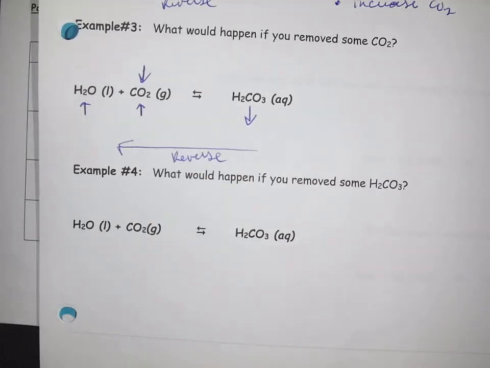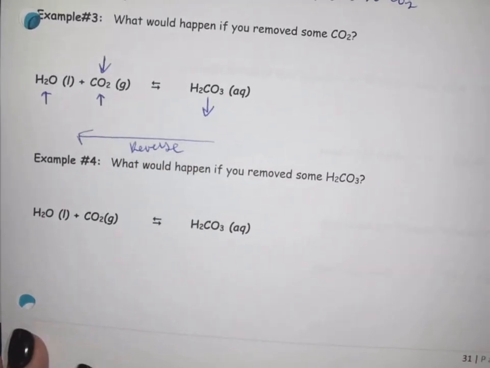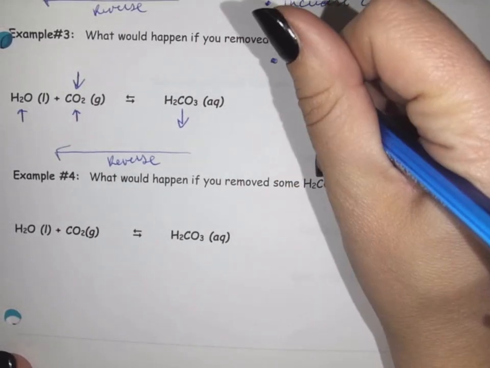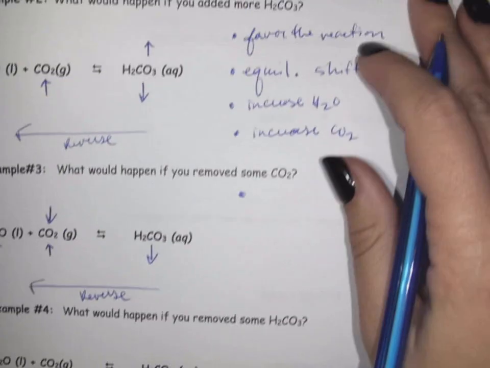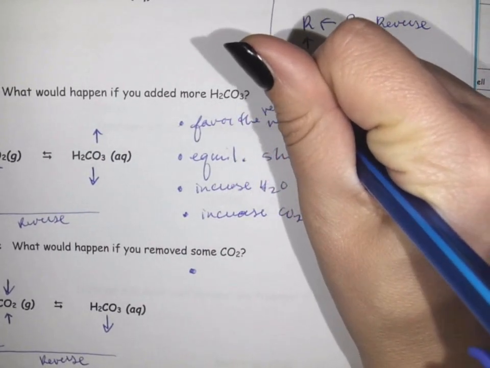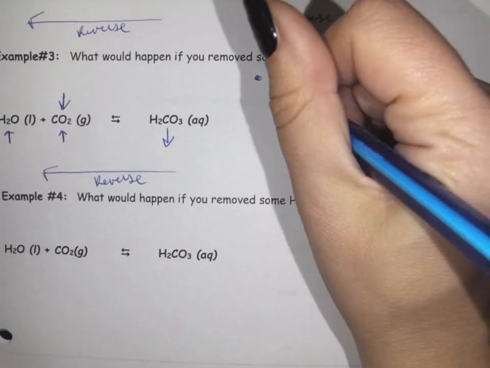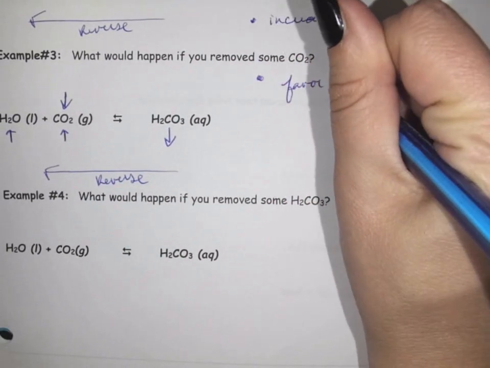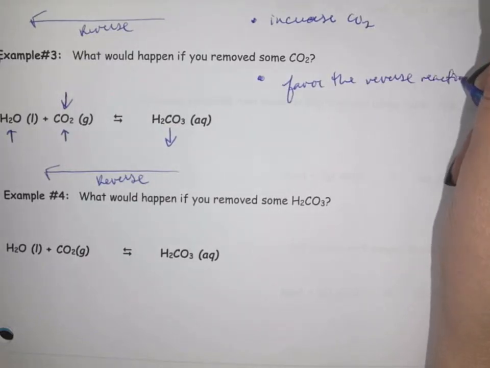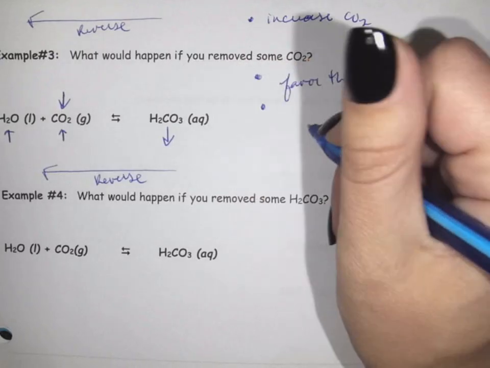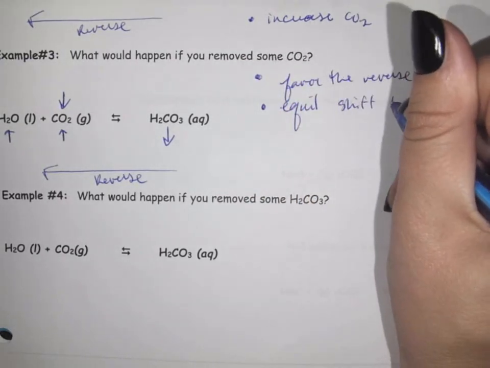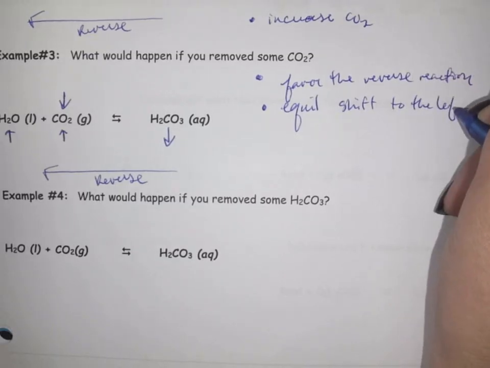Now you're going to notice that what would happen is really similar to our last one. We are going to be favoring the reverse reaction. And that's what we see here, is we're going to favor the reverse reaction. Or another way of saying this is that the equilibrium will shift to the left.